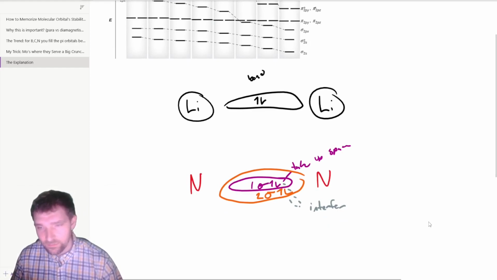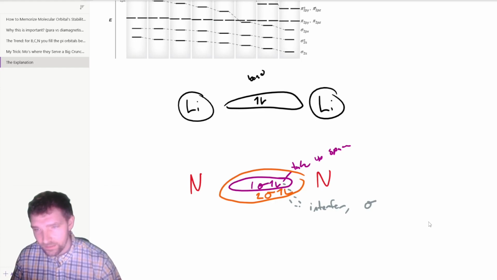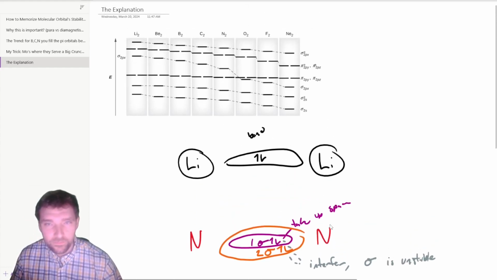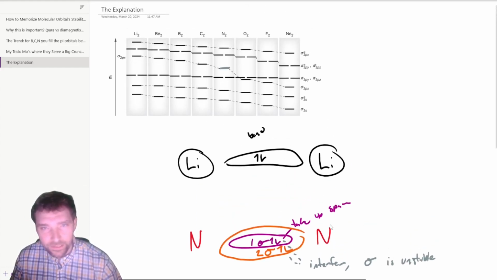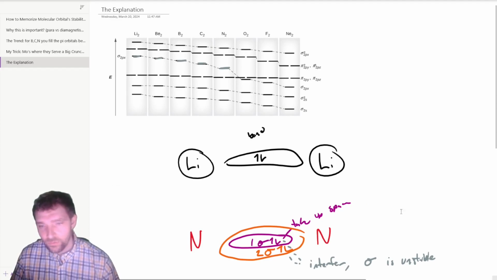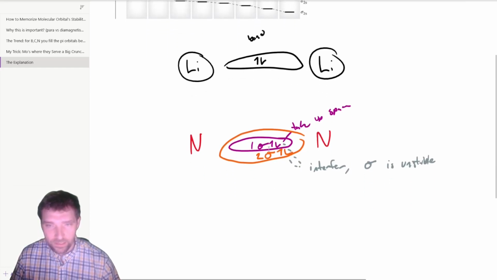So if these things are interfering, that means that this sigma, the second sigma, is unstable, which is kind of why we're having these things be high up here, where we've got this unstable thing due to that interaction with its first sigma electrons.